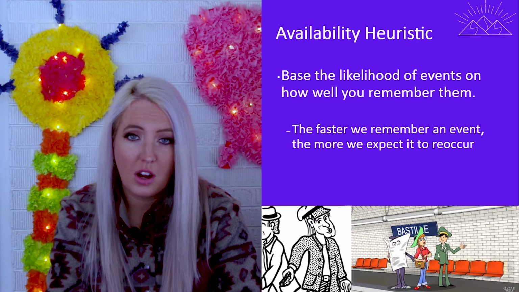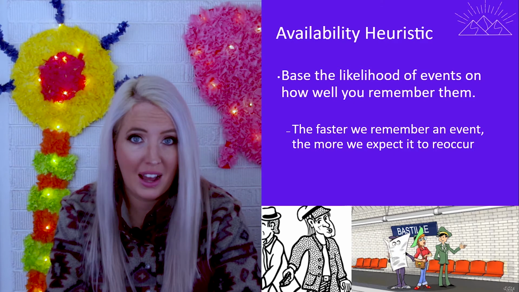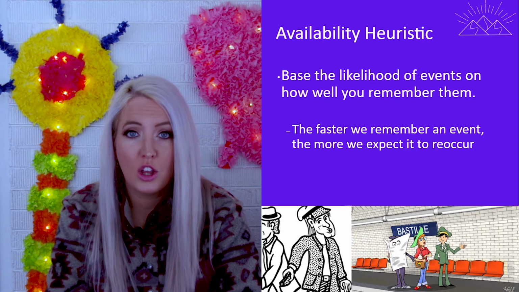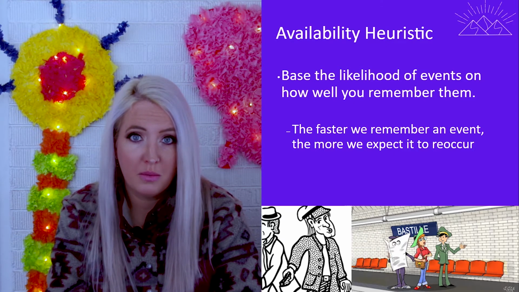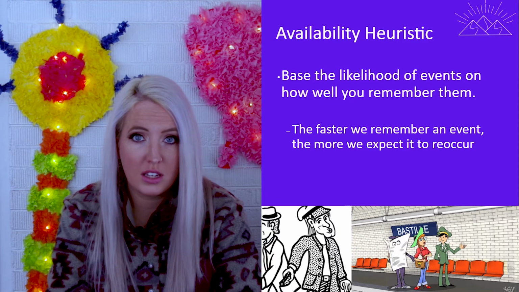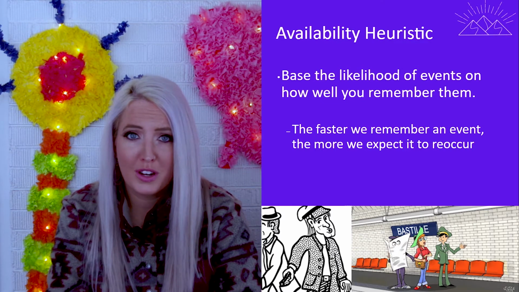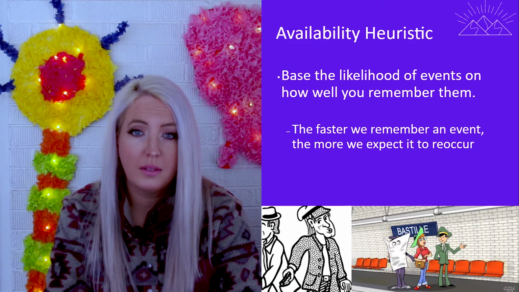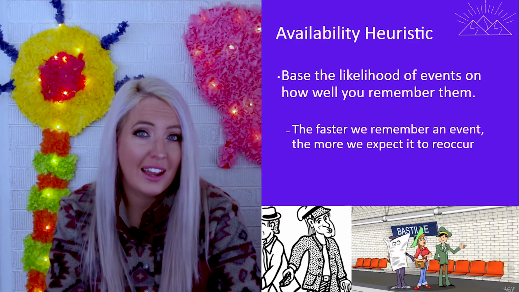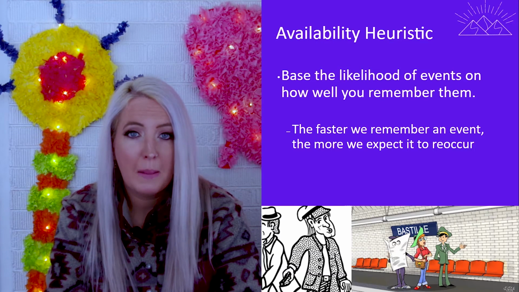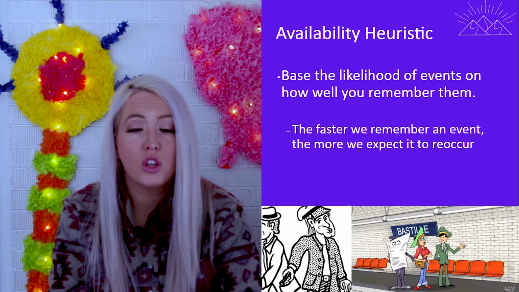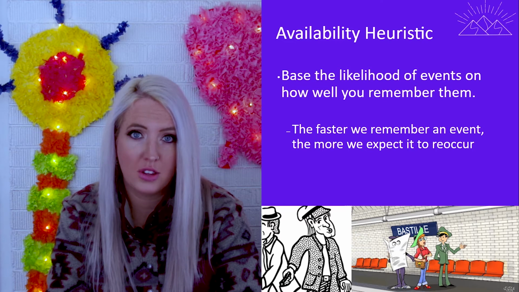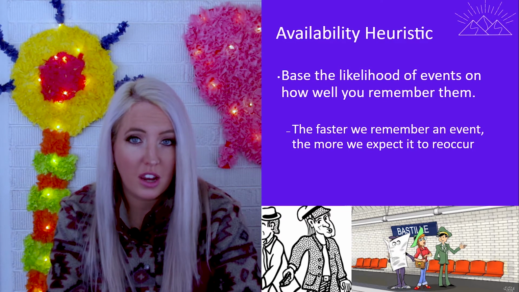So if you hear about a lot of pickpocketing when people go to visit Europe, you might assume that it happens more often than it actually does. And if you were to ask someone, what's the greatest risk in visiting a city like Paris, you might say, oh, pickpocketing, even if that isn't the highest rated crime in that city. Because you hear about it so often, you assume it happens more often than it actually does. So that's what the availability heuristic is.